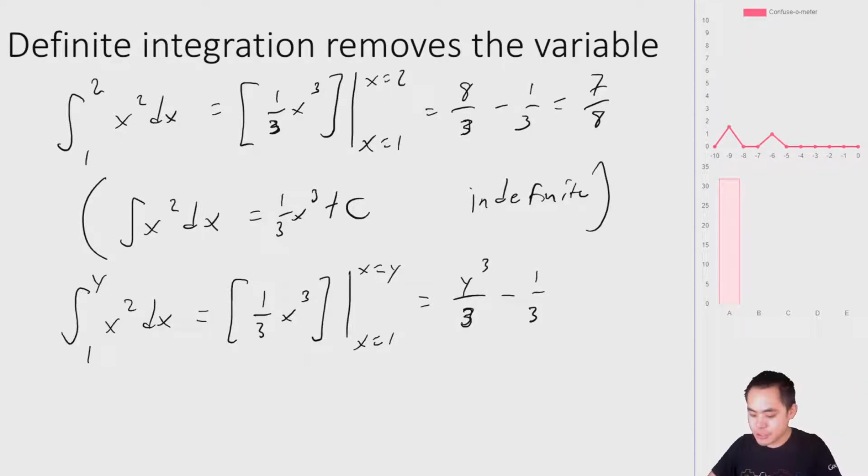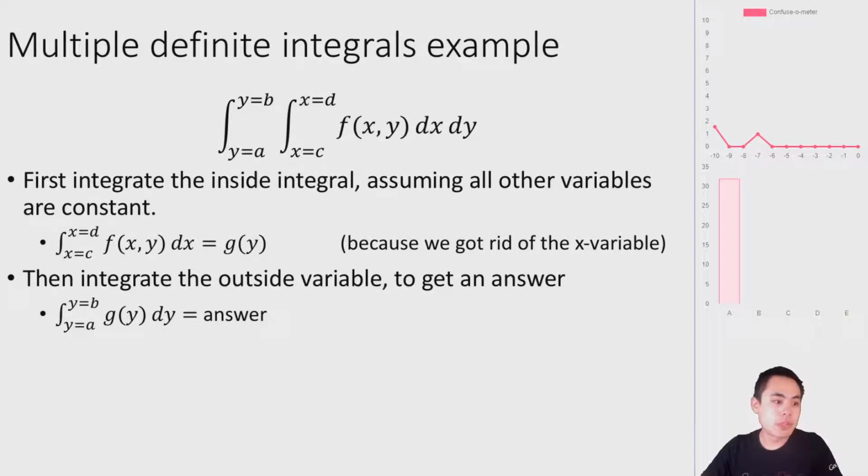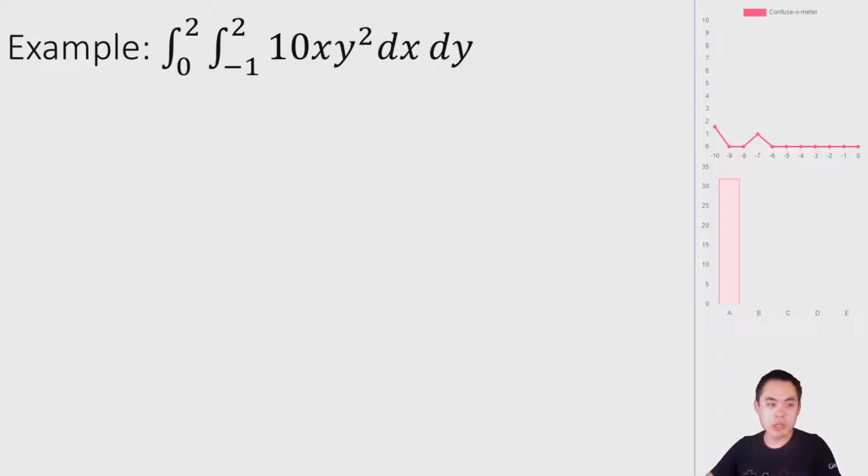That gives us a strategy for how to do these multiple definite integrals: you first integrate by the inside integral, assuming all the other variables are constant, and then you integrate by the outside variable to get the answer. Okay, let's try this out together before I make you do one on your own.